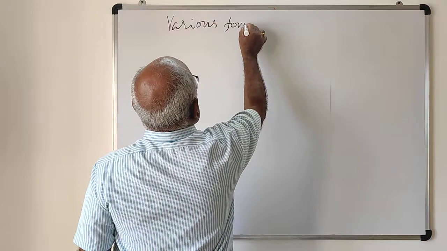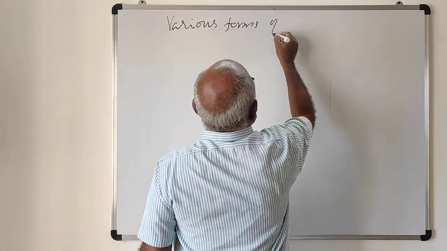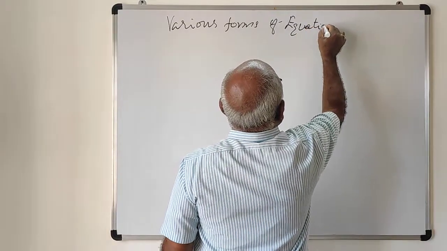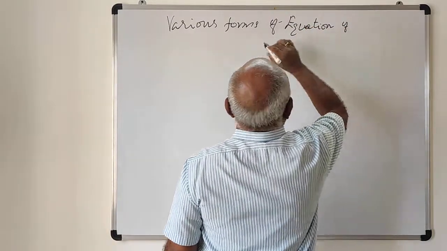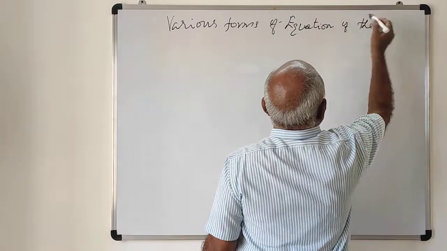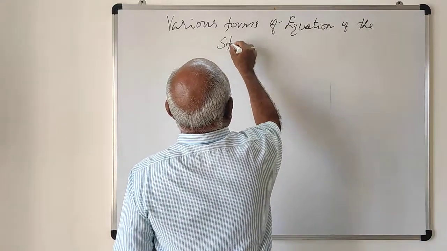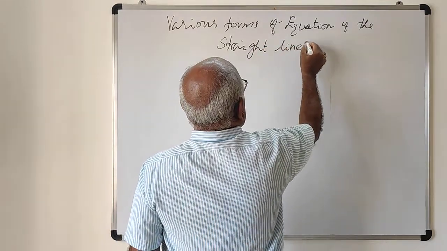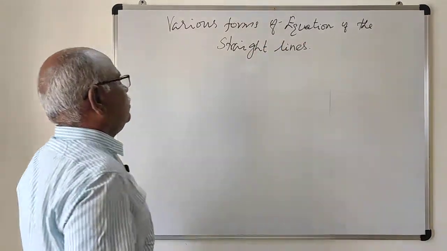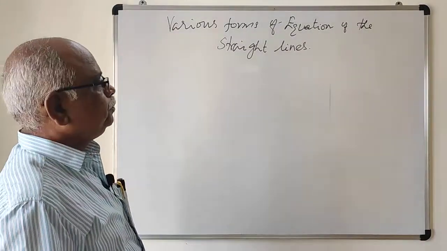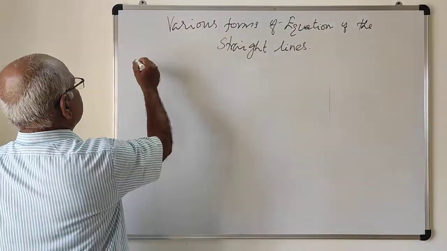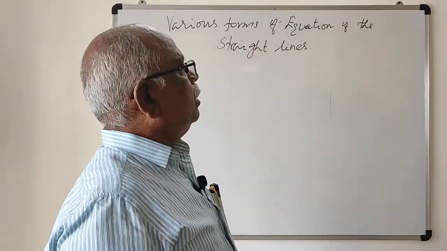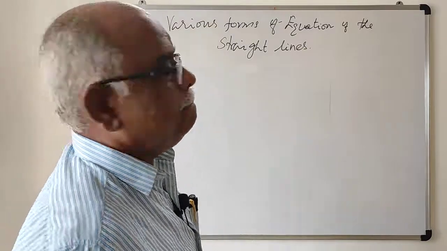Various forms of equation of the straight line. Various forms of equation of the straight lines. First one is point slope form.